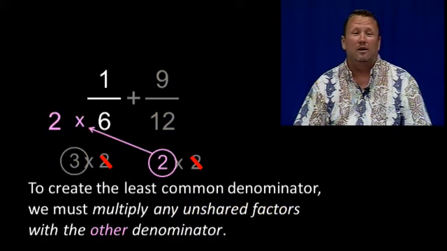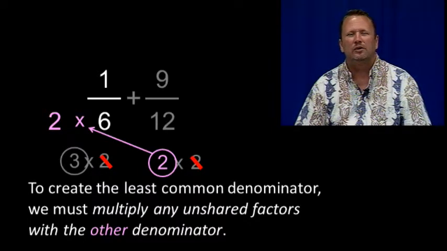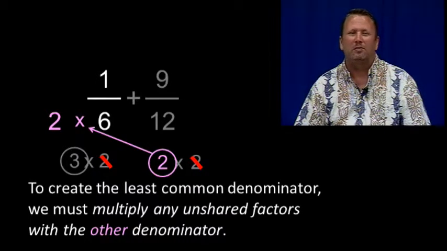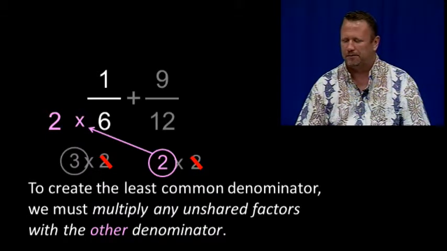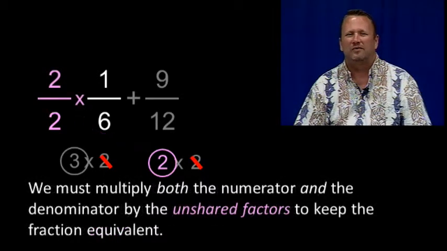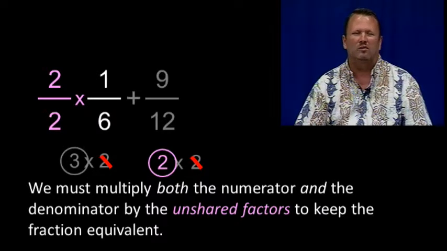Here we've taken the unshared factor 2 and multiplied that with the denominator on the left. Remember, to create the least common denominator, we must multiply any unshared factors with the other denominator. Since anything over itself is equal to 1, we must multiply both the numerator and the denominator by the unshared factors to keep the fraction equivalent.